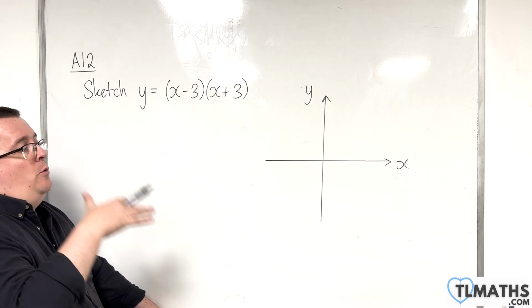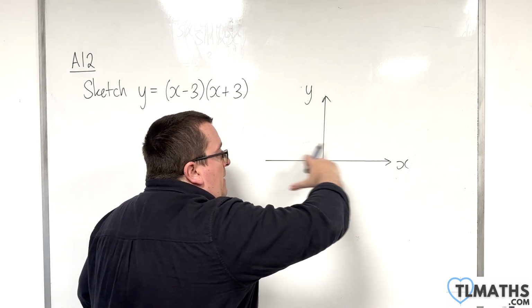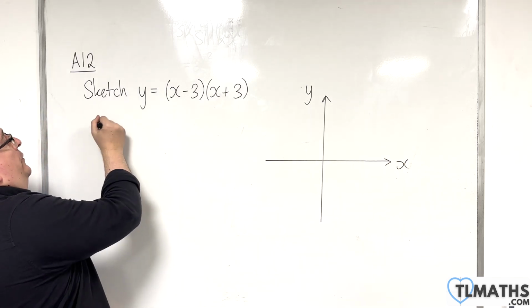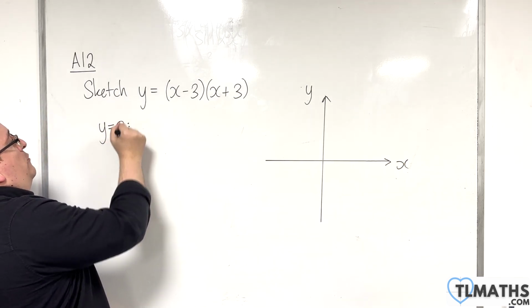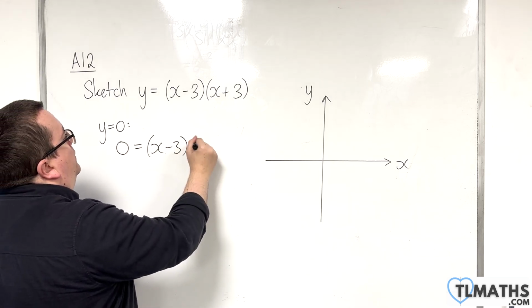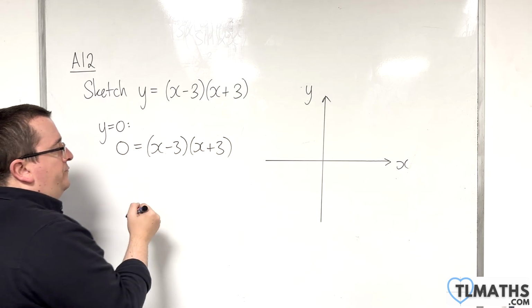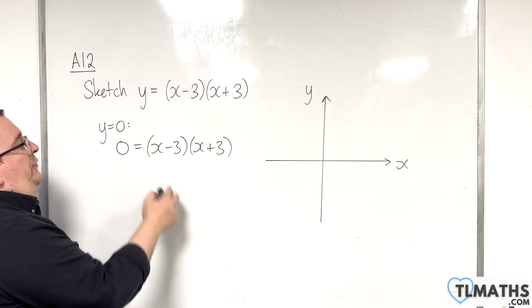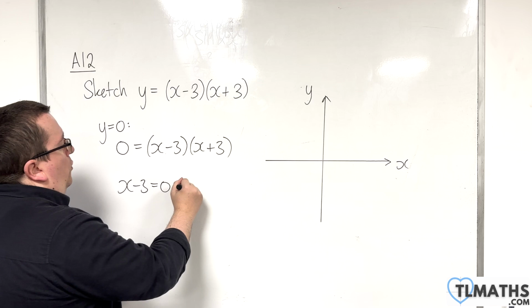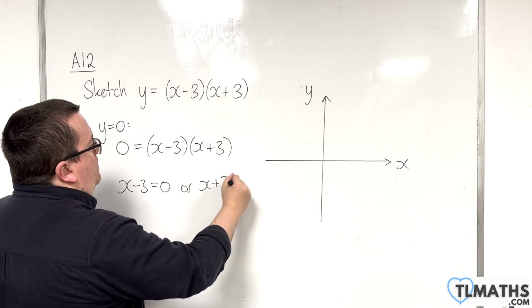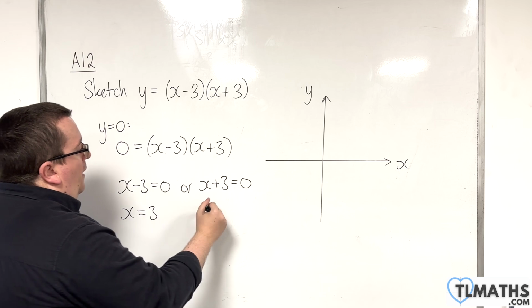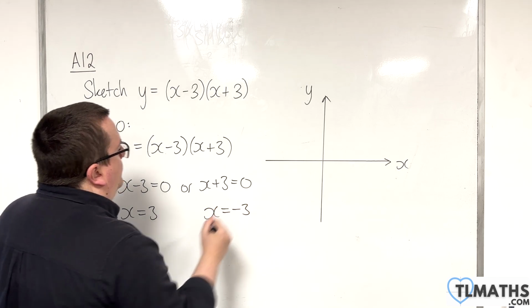So the reason why it's quite easy is because if I think about where the x-axis is, that's when y is 0. So if we look at when y is 0, we get 0 is equal to x take away 3 times x plus 3. So that means that either x take away 3 is 0 or x plus 3 is 0. So x equals 3 or x equals minus 3.